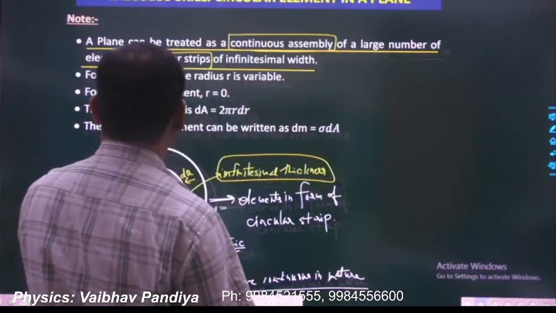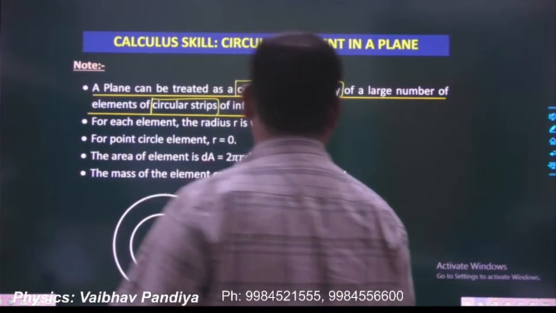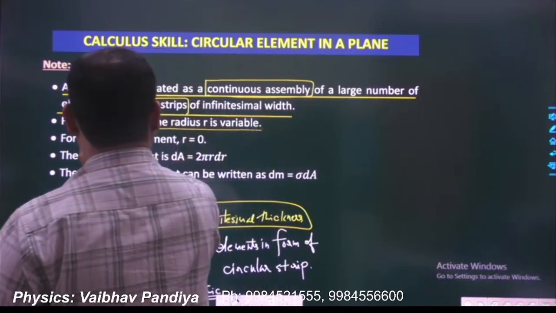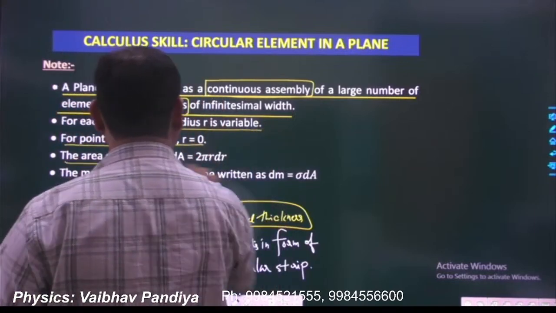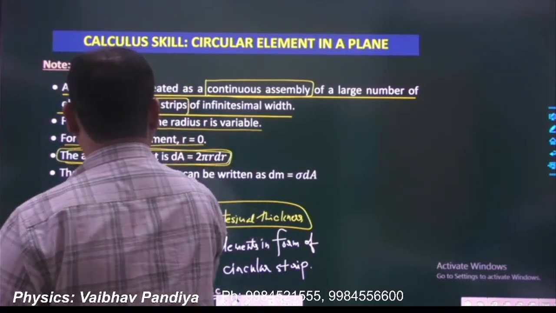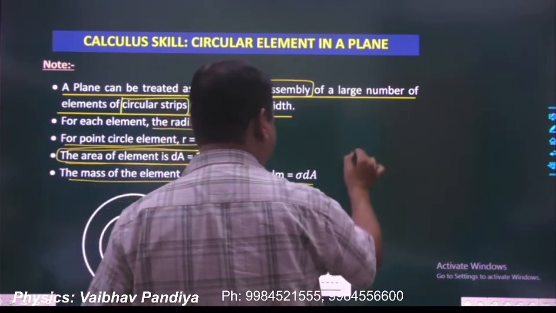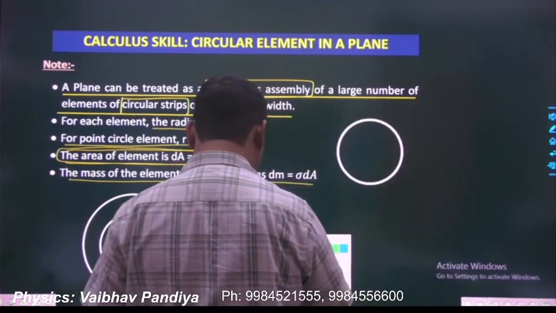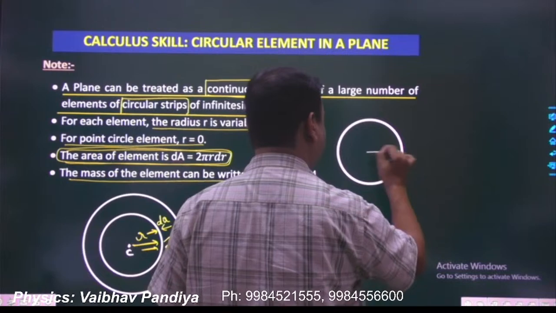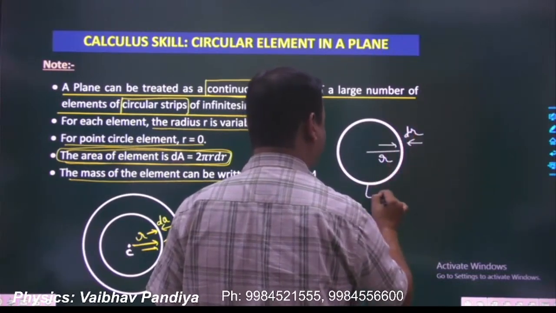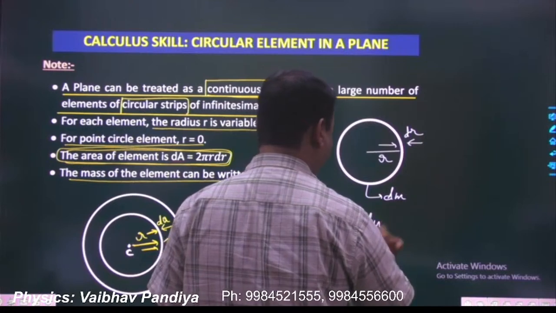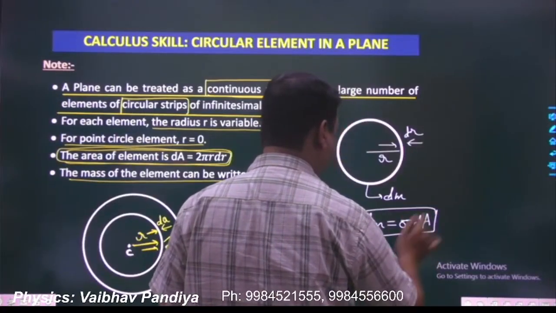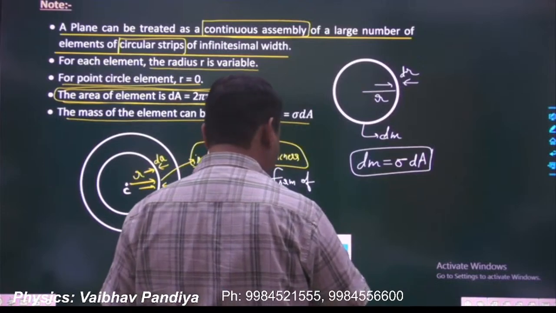Now you will remember, a plane can be treated as a continuous assembly of a large number of elements of circular strips of infinitesimal width. For each element, the radius r is variable. For a point circle element, r will be 0. The area of each element is 2 pi small r dr, and the mass of the element can be written as, suppose you have to write the mass of any circular element which has a radius r and thickness dr in a plane. So mass you are writing as dm. So dm can be written as what? We know the definition of sigma. dm can be written as sigma into dA. And in electricity, you will write dq as sigma dA. In place of dm, there will be dq. Everything else will remain the same.